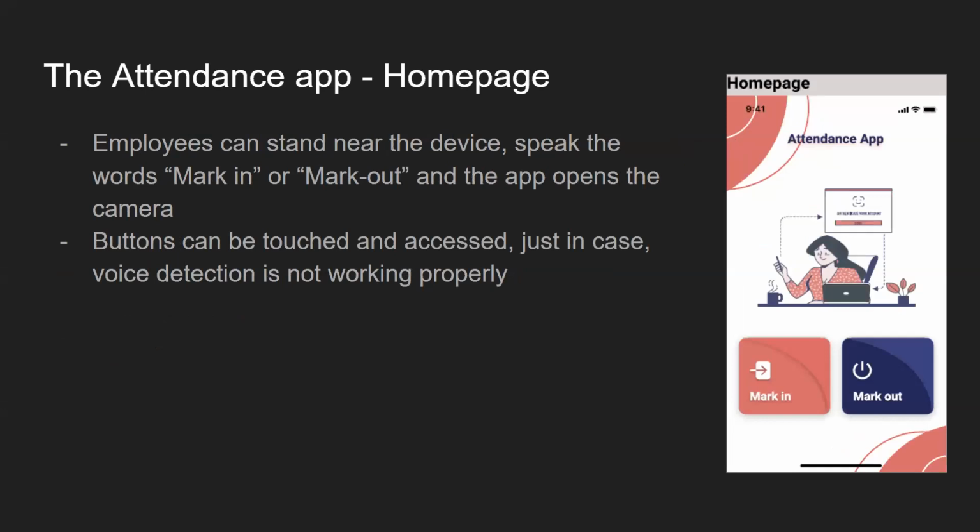So the first thing that the app shows is the home page, and the hot words that voice recognition uses are mark in and mark out. The two buttons that you can see on the home page can also be touched just in case there is too much noise in that area, but it's not preferable because we are supporting contactless work, but it is still included in this.